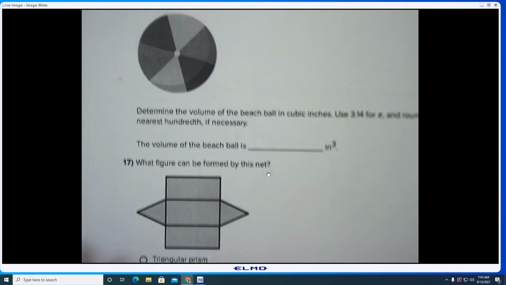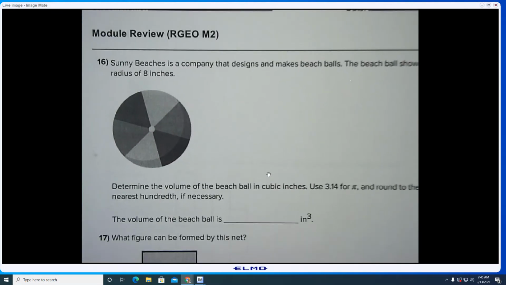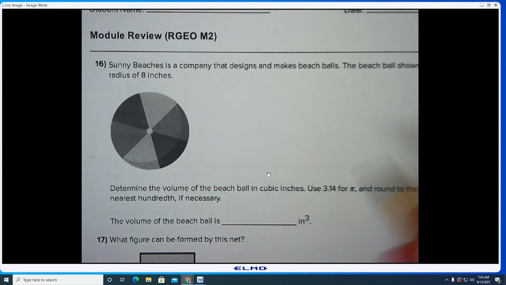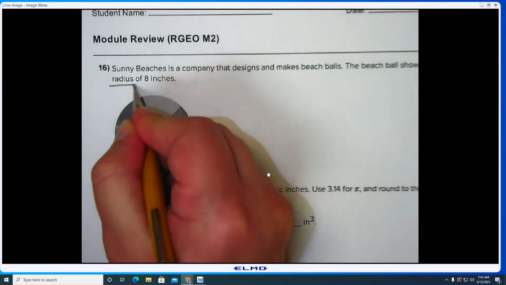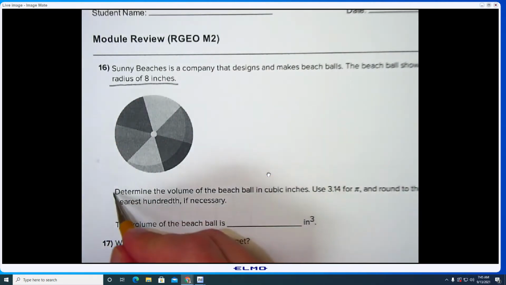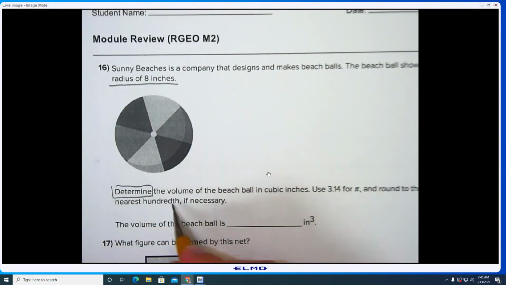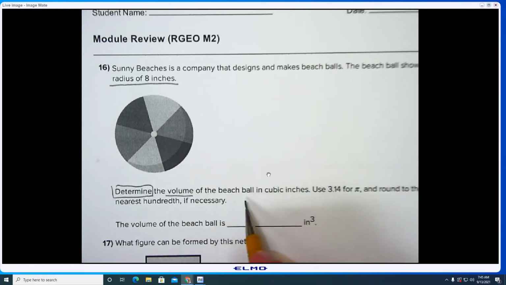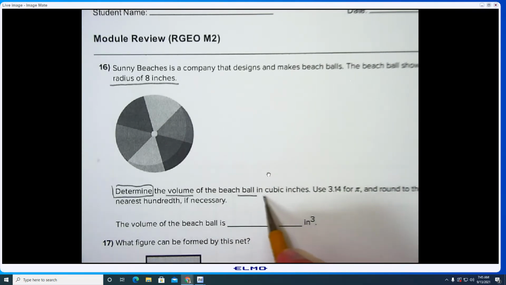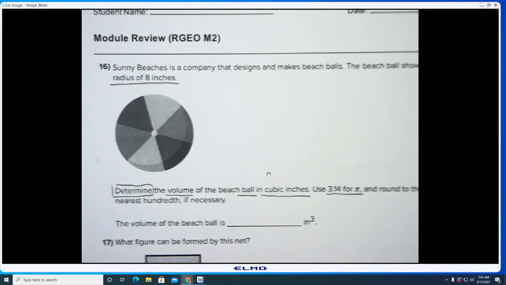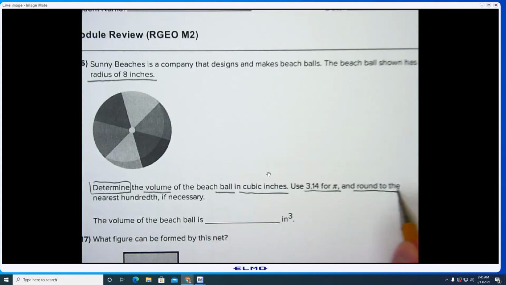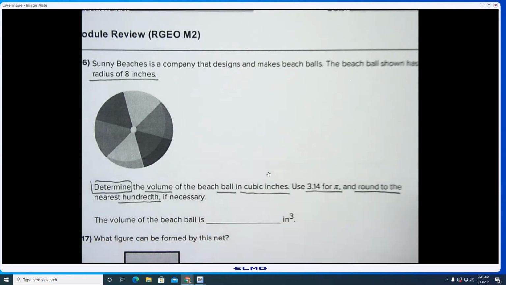Number 16. Sunny Beaches is a company that designs and makes beach balls. The beach ball shown has a radius of 8 inches. Determine the volume of the ball in cubic inches. They're asking us to approximate pi with 3.14 and then round to the nearest hundredth if necessary.